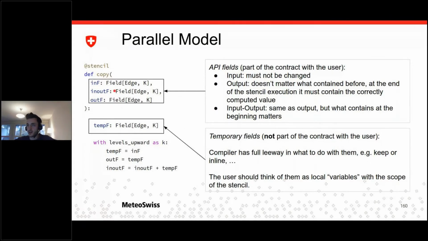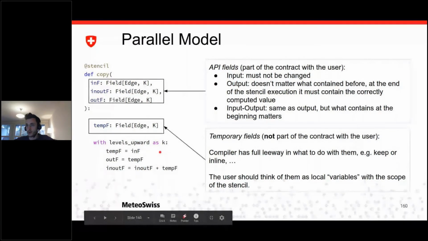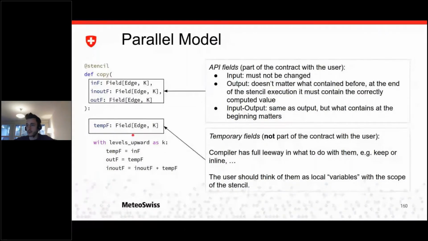Whereas temporary fields are really not part of the contract with the user. So the compiler has full leeway here. They can be inlined as shown before or kept allocated. So they are really like local variables. Maybe in C you can think of local variables, and this is up to the compiler.